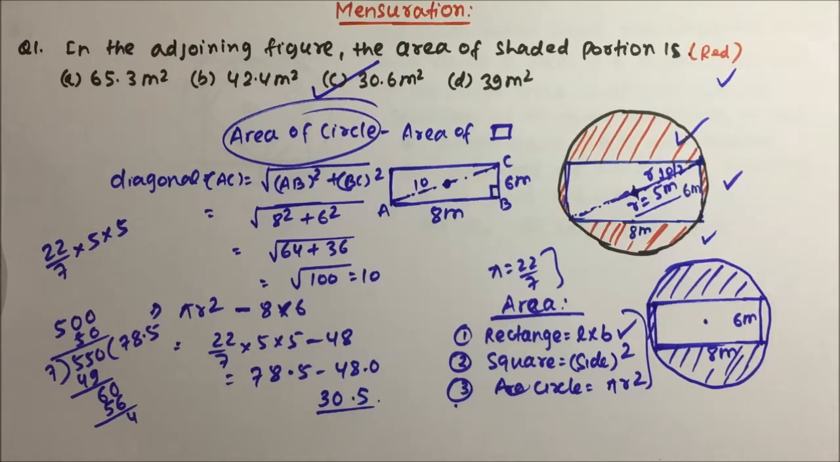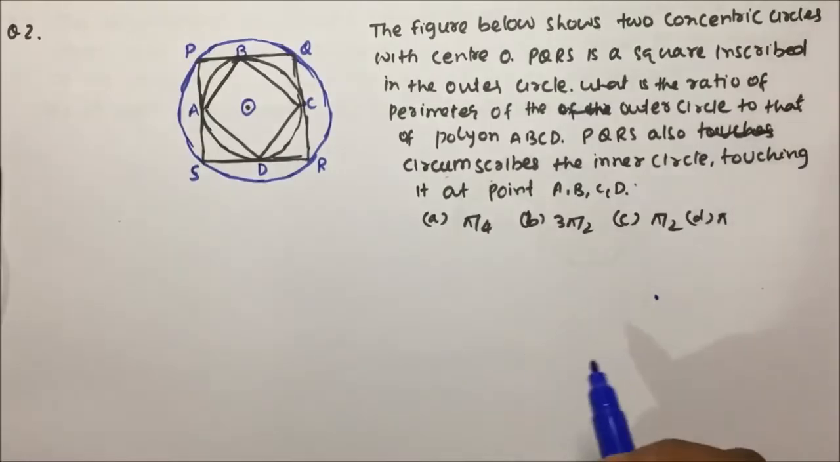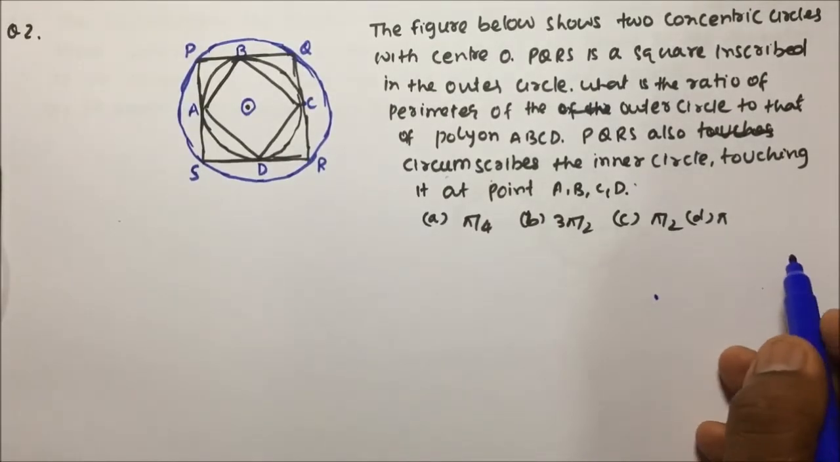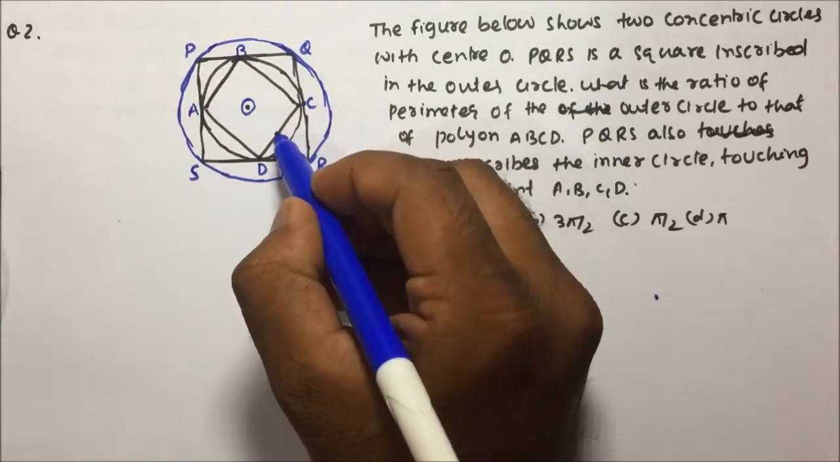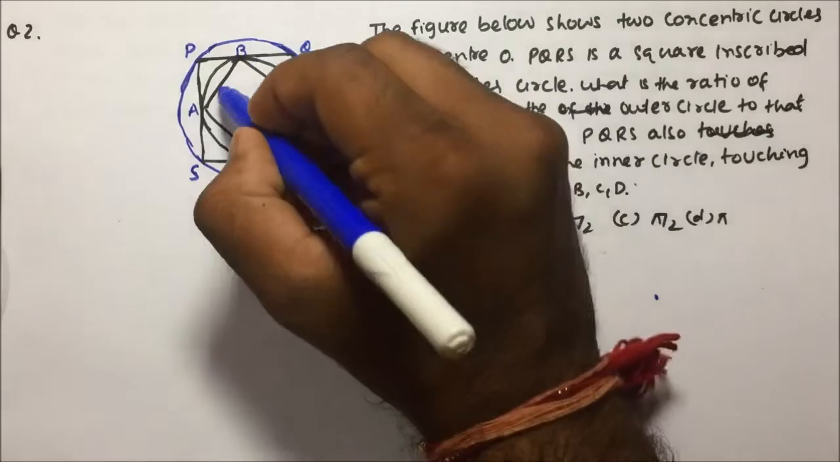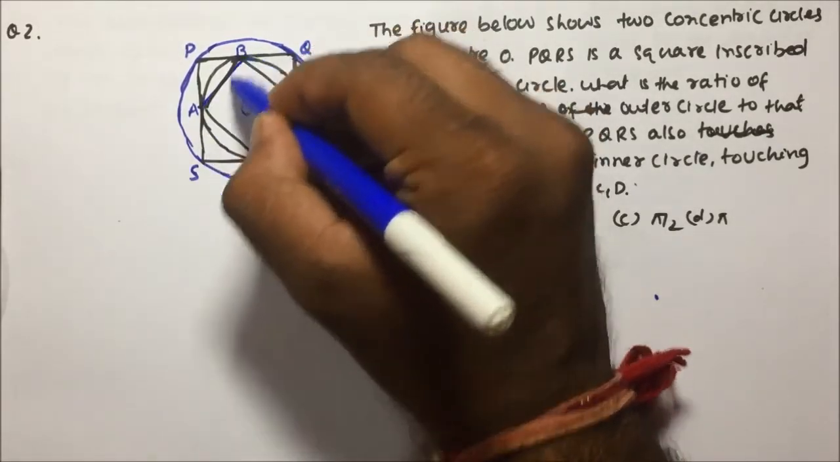Now moving towards the second question of the mensuration. Question number 2, friends, is a very tricky question. So let's see how we are going to solve it. Before solving the question, I will tell you, in between you can see ABCD is a square.